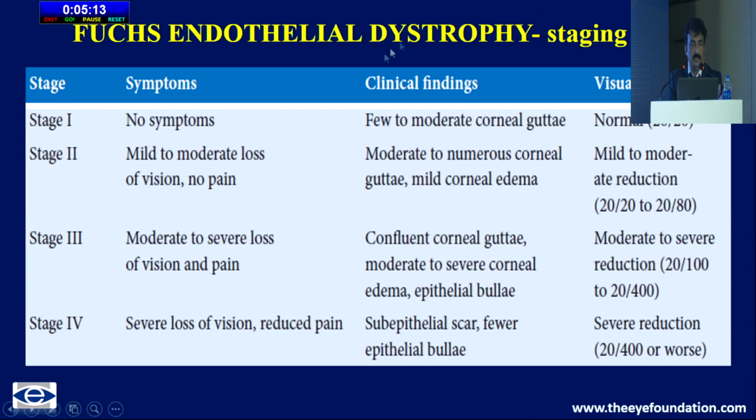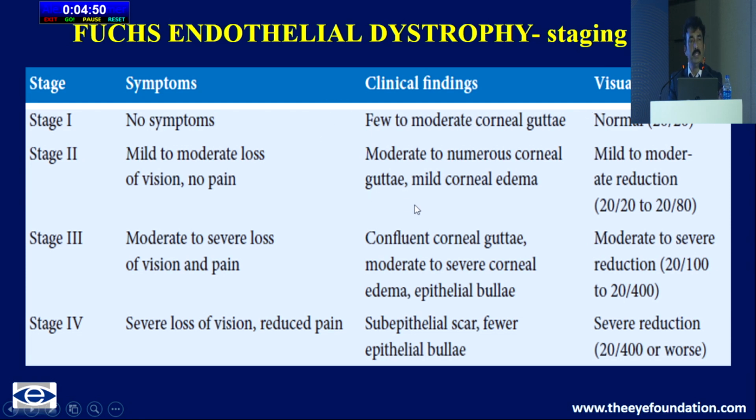This is the American Academy of Ophthalmology staging, stage 1 to stage 4. In stage 1, you see a few central guttae, and the patient is not symptomatic. Visual acuity is 6/6. If there is a cataract, of course, it can affect the vision, but otherwise, the corneal condition will not affect the vision.